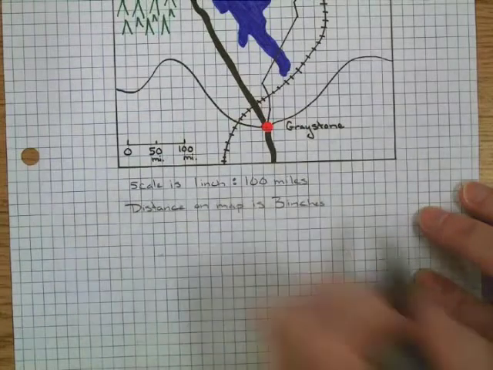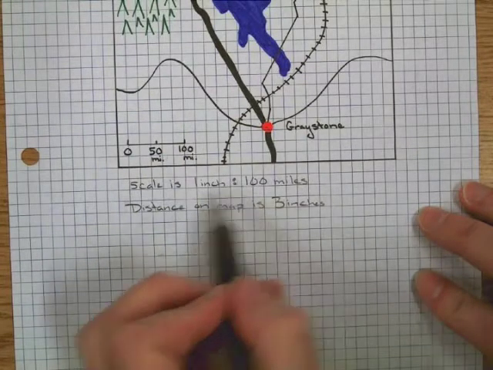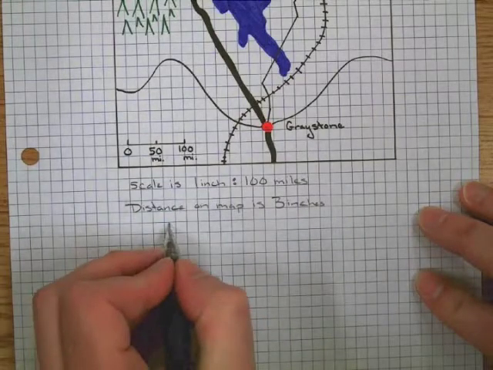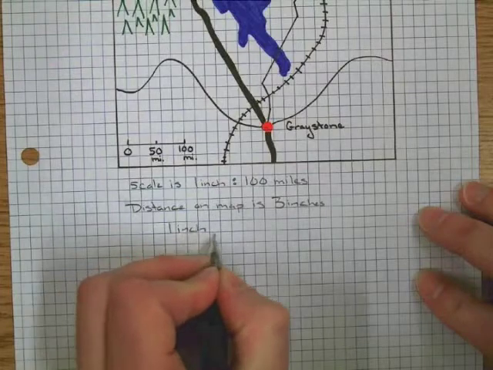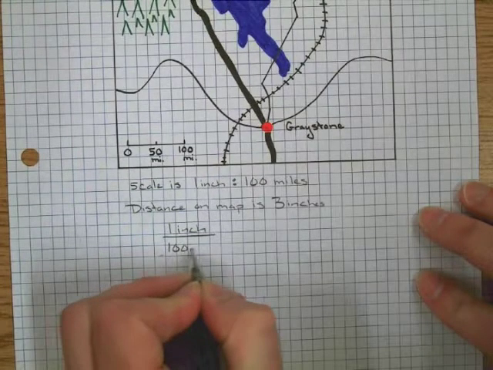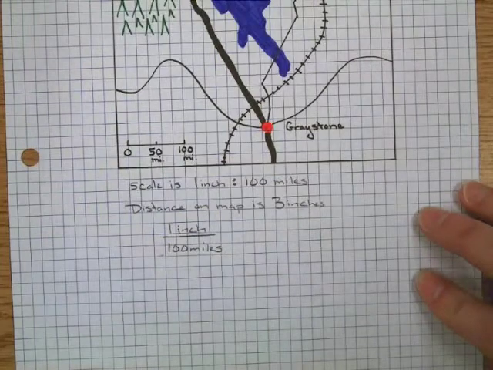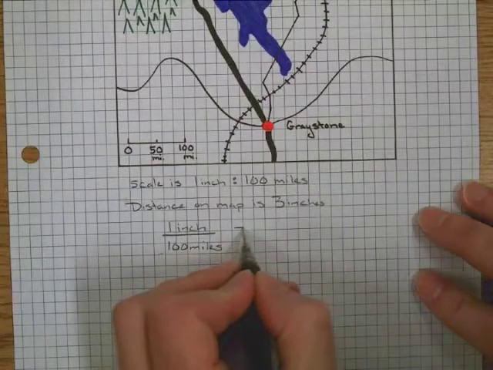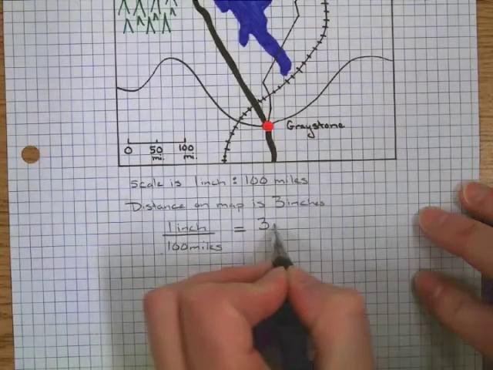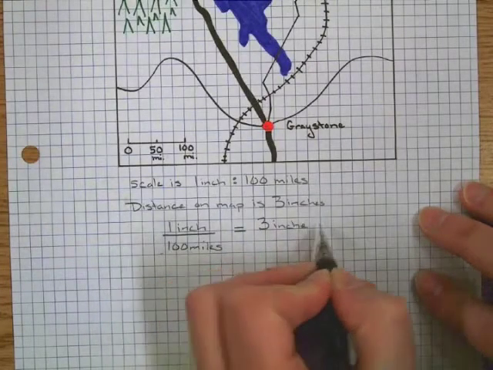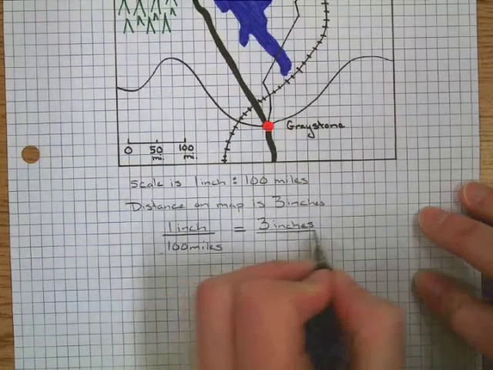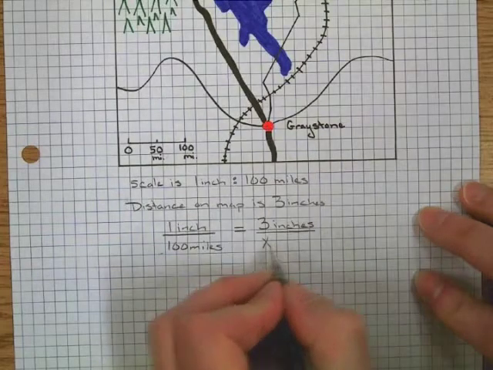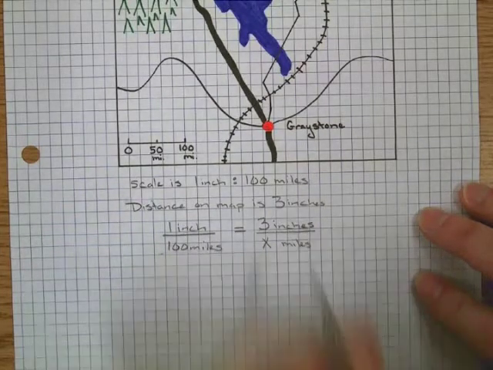Well, this scale here is a ratio, as you can see, a ratio between 1 inch and 100 miles. And I can write that like this: 1 inch is to 100 miles. So there's my ratio, and I can set up a proportion now. 1 inch is to 100 miles as 3 inches, the distance between Greystone and Clarkston, is to some number of miles that we don't know yet, that we're trying to find out. So I'm going to say that's X miles.